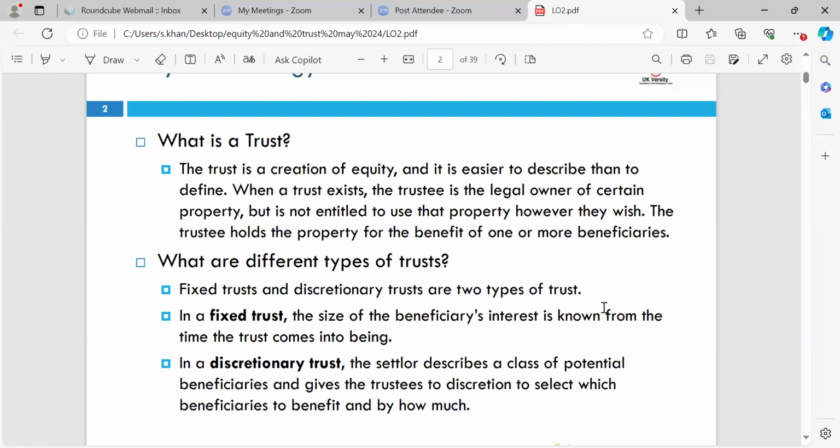So now we're going to go on to discretionary trust, and here the settlor describes a class of potential beneficiaries and gives the trustees the discretion to select which beneficiaries to benefit and by how much. So a grantor sets up a trust but does not specify the beneficiaries in a discretionary trust, as we mentioned. A discretionary trust does not provide any guidance about the division of the estate.